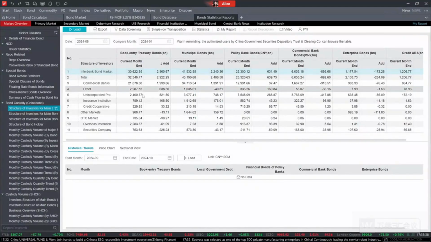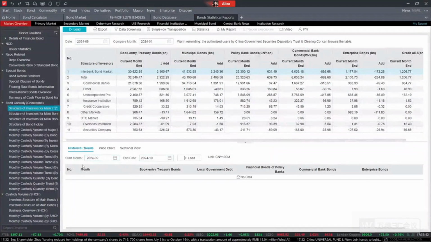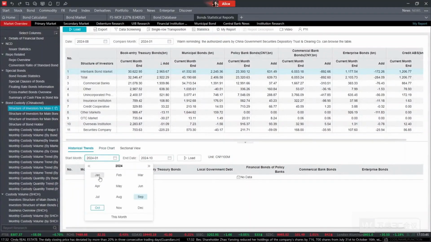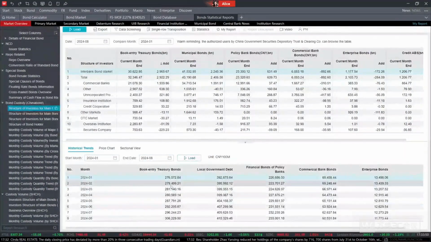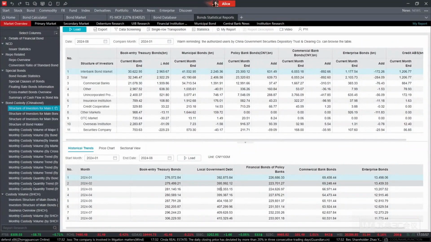Can just be found over here. And in addition, we can also get the historical trend as we want. For example, from January to August over here, we can also find out the treasury bond and government debt, and how the movement of the different bonds can also be found over here.